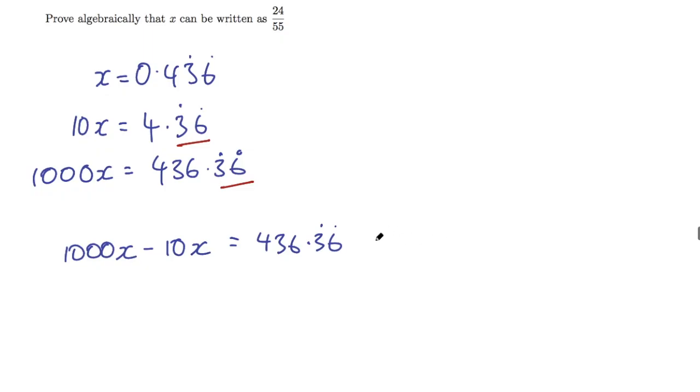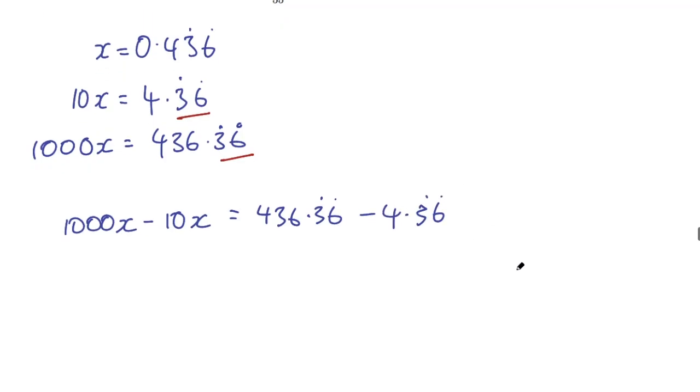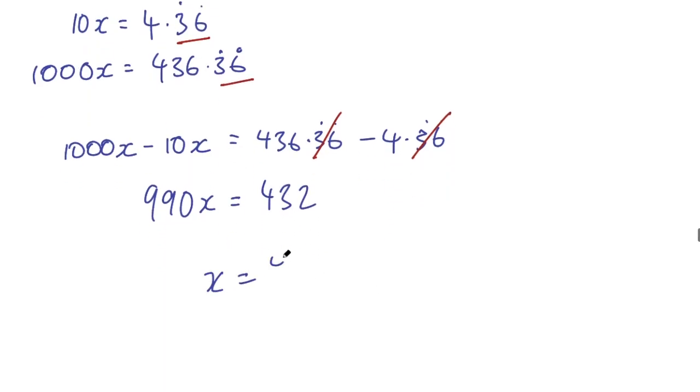436.36 minus 4.36 recurring. And over here I've got 990x, and on this side we need to do 436 take 4, because essentially these parts cancel out. So I end up with 436 take 4, which is 432. So x equals 432 over 990. Oops, 990, and then we just need to simplify that.